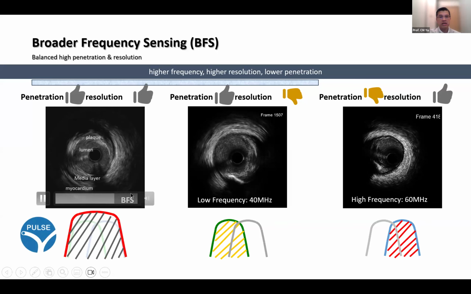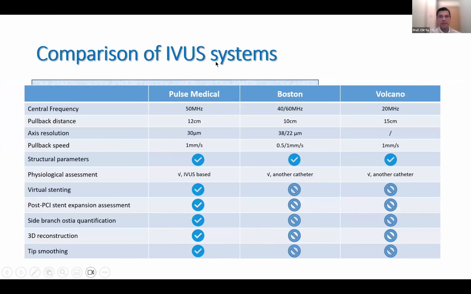So that actually comes to the features of the latest Pulse Medical IFS catheter, in that it has a good balance of both the resolution as well as the penetration for the ultrasound. For example, here is the comparison with other commonly used catheters, such as the Boston 40 or 60 megahertz catheter, and this is the Pulse Medical IFS system. Typically, it is a 50 megahertz catheter.